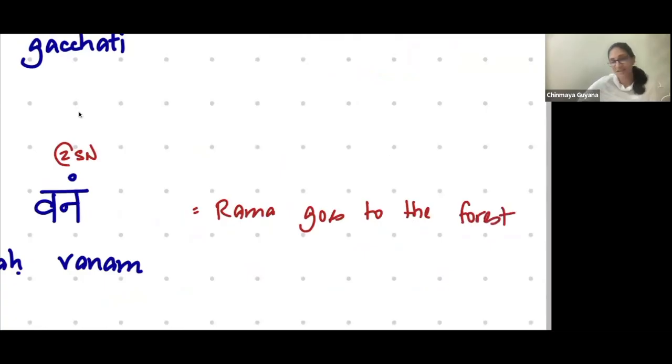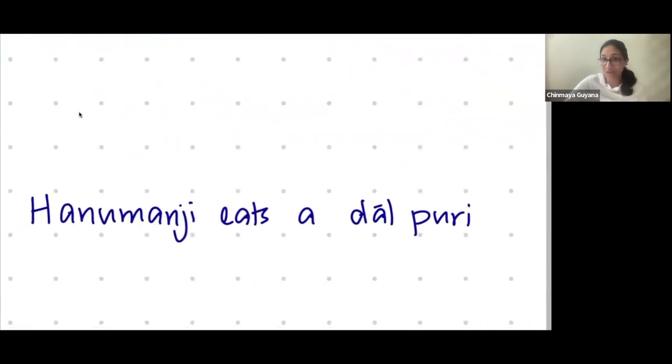Now, what does that tell you about Sanskrit sentence order? It means that it does not matter what order you put the words in a sentence. And this is a very, very, very big difference between English and Sanskrit. In English, the meaning of the sentence is conveyed by the order of the words. For example, Hanumanji eats a dal puri. What is our verb?